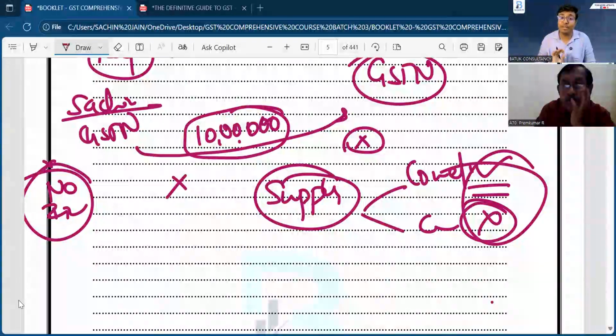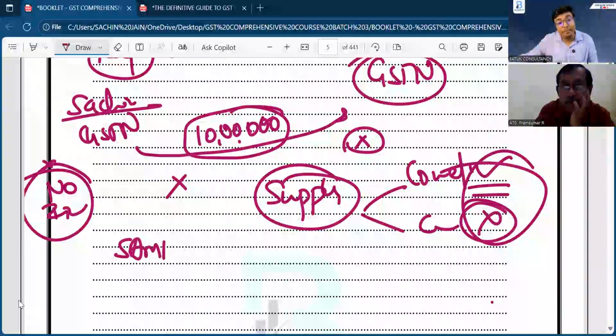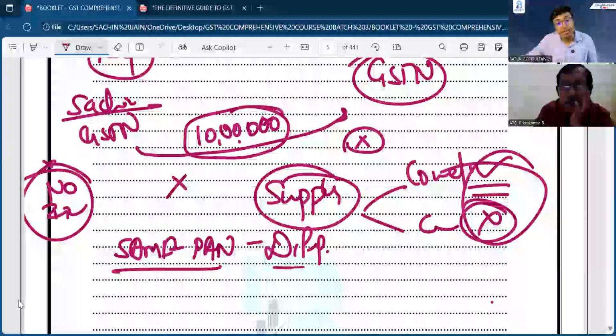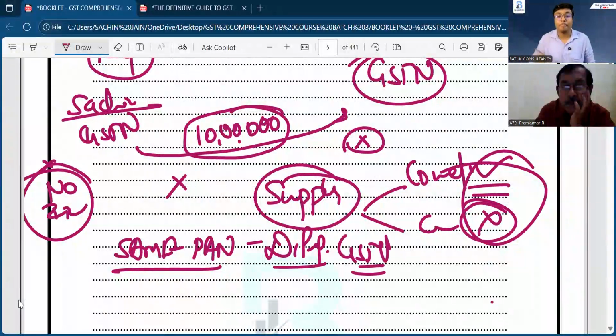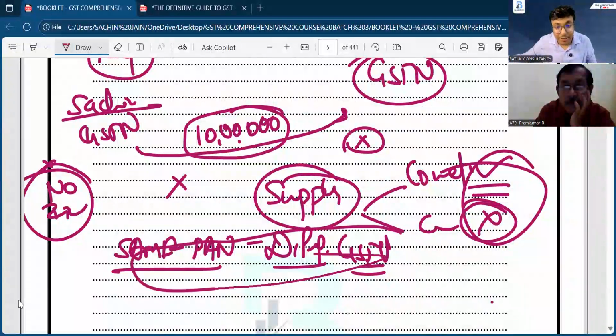Now the first point we have covered is that if no consideration is there and if any head office or branch is going to transfer anything to another branch without consideration, in that case also the same will be treated as supply. This is the exception to your section number 7. So for that purpose we can say same PAN but different GSTN. Same PAN number but different GSTN in such a scenario.